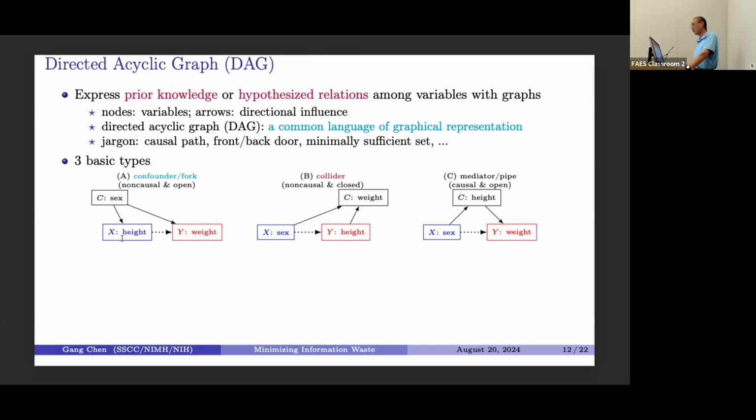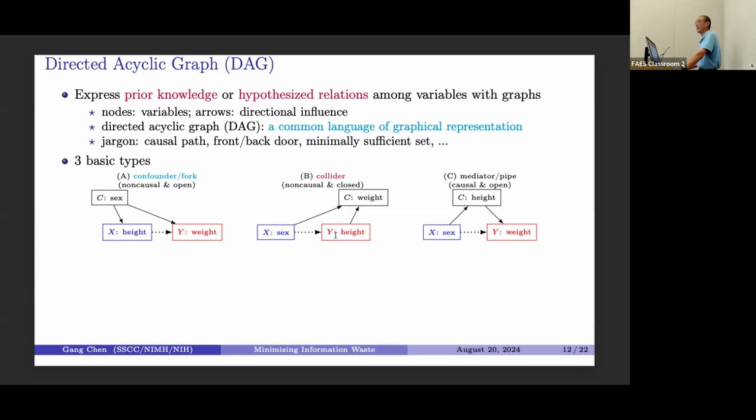Look at how the height influences the weight. So that's a relationship. But then there's males and females, sex. Intuitively, sex influences both the height and the weight. So that's called a confounder, because it influences both the predictor and the response variable. Some people call it a fork because the shape is a fork. So that's called a confounder.